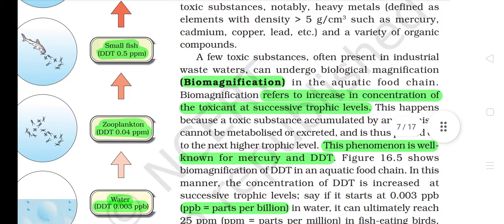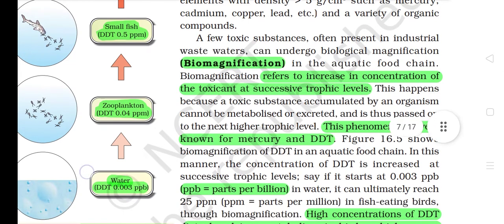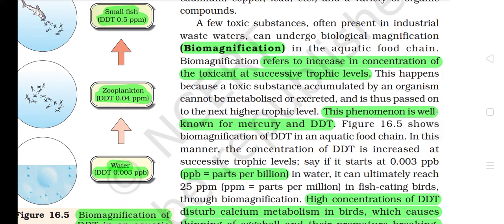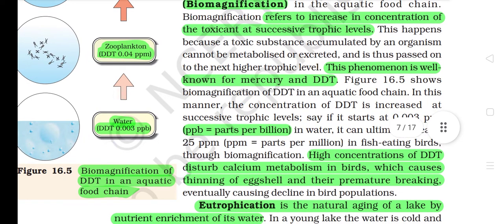A few toxic substances often present in industrial wastewaters can undergo biological magnification, biomagnification, in the aquatic food chain. Biomagnification refers to increase in concentration of the toxicant at successive trophic level. This happens because a toxic substance accumulated by an organism cannot be metabolized or excreted and is thus passed on to the next higher trophic level. This phenomenon is well known for mercury and DDT.